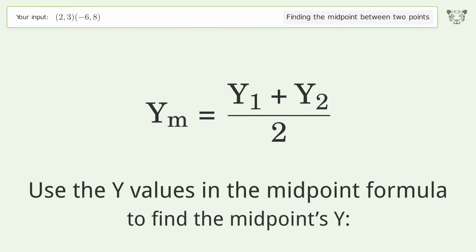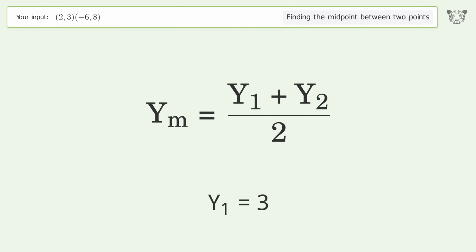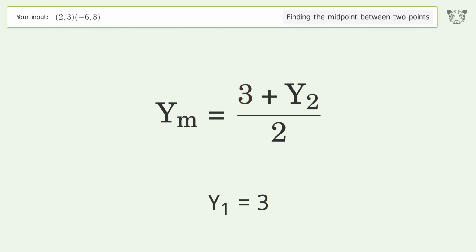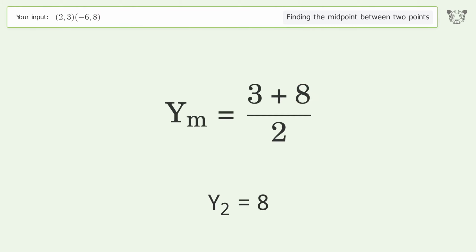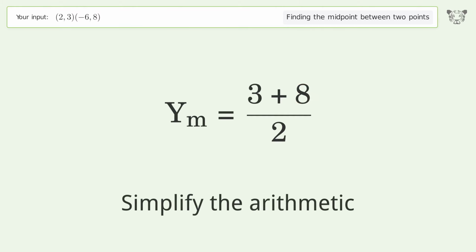Use the y values in the midpoint formula to find the midpoint's y. y1 equals 3. y2 equals 8. Simplify the arithmetic.